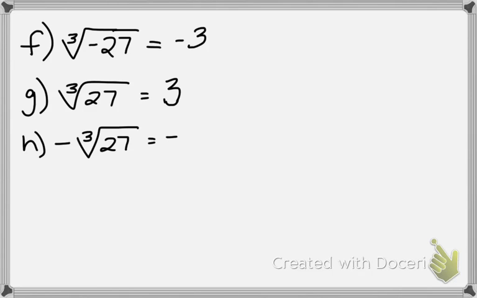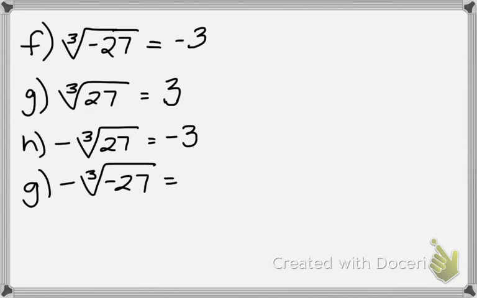It would be negative 3, right? Because the cube root of 27 is 3, but then I want the negative of that, which would be negative 3. If I flip it and make it the negative of the cube root of negative 27, what would that answer be? Positive 3, right? So the cube root of negative 27 is negative 3, times another negative makes it become a positive. Okay? So anything with an odd number, you can either get a positive or a negative.